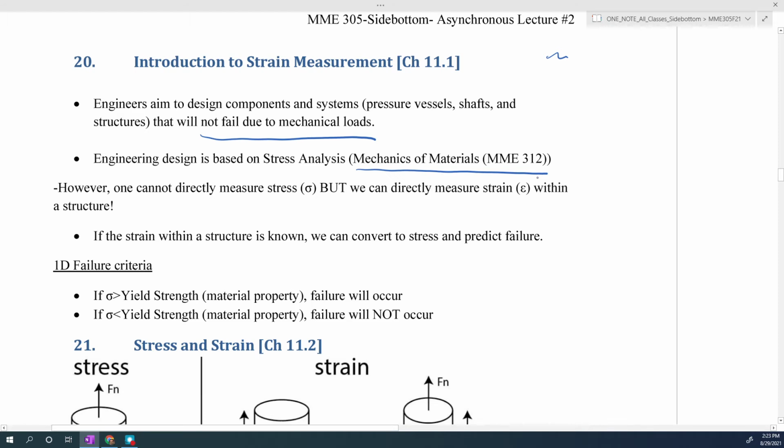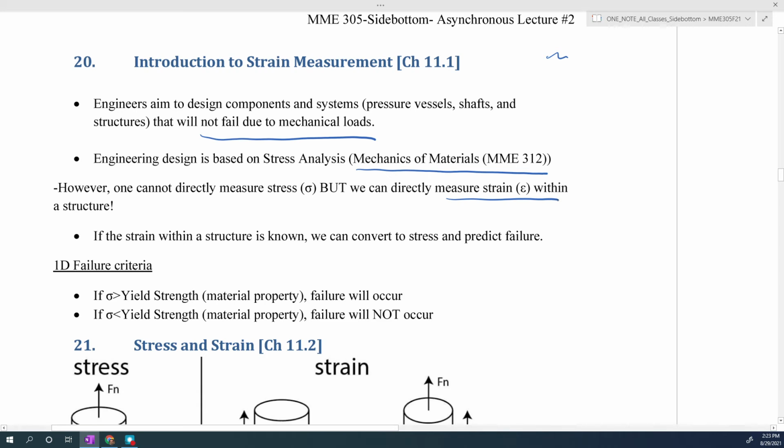However, if we have a component, we can't directly measure stress on the component, but we can directly measure strain, or the change in length over the original length within a structure. So if the strain within a structure is known, we can convert that to stress to predict failure.